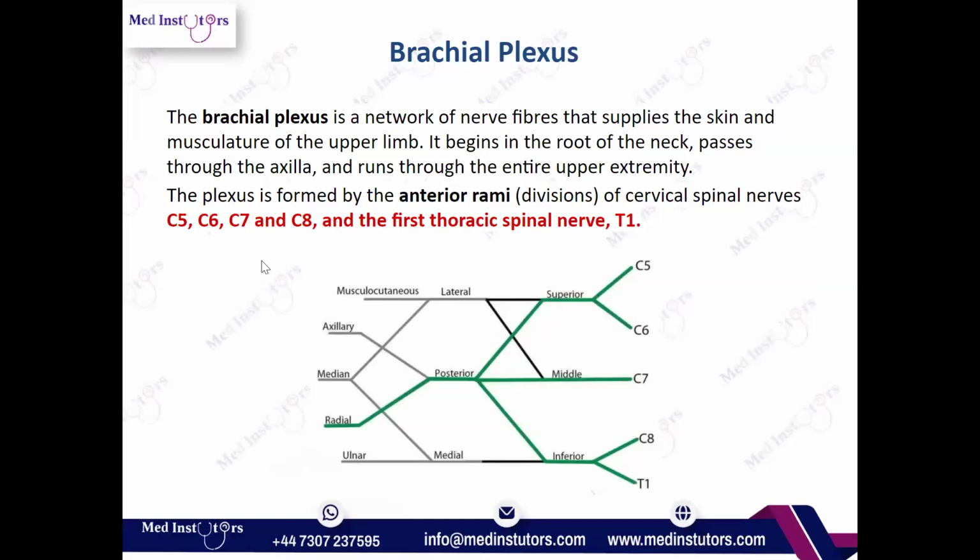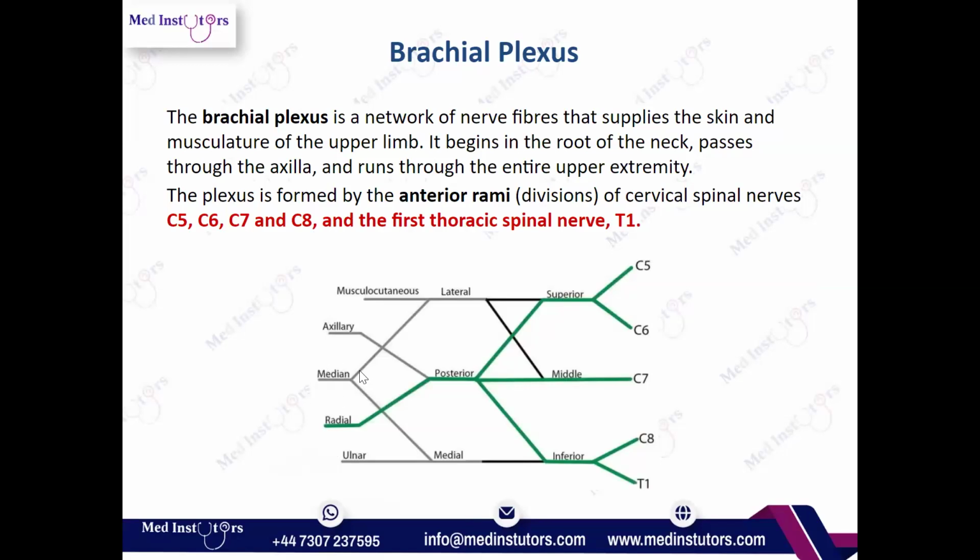The root value of the brachial plexus is C5, C6, C7, C8, and the first thoracic spinal nerve, which is T1. And this is a simplified diagram of the brachial plexus. And now you can see here the median nerve.